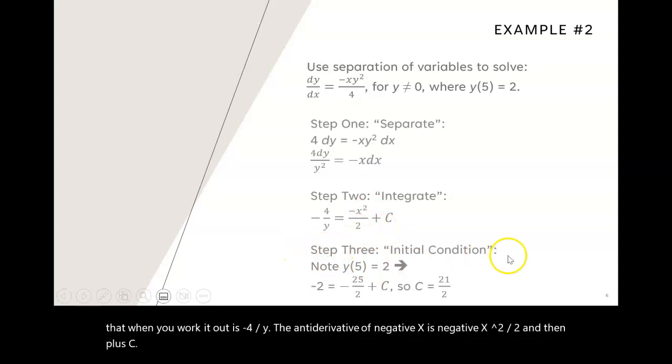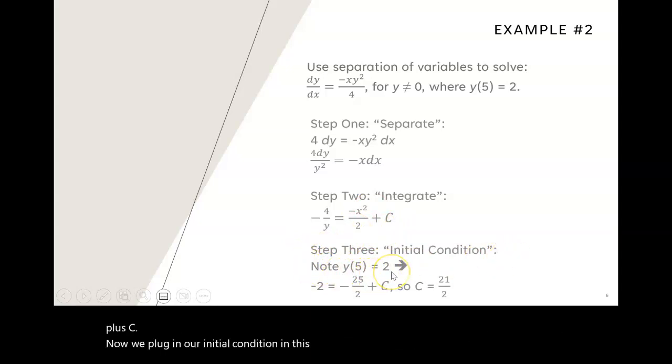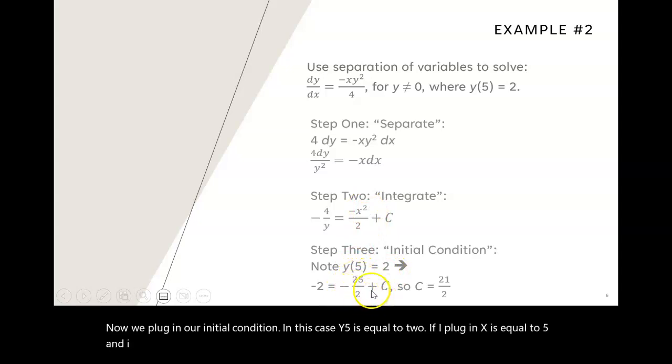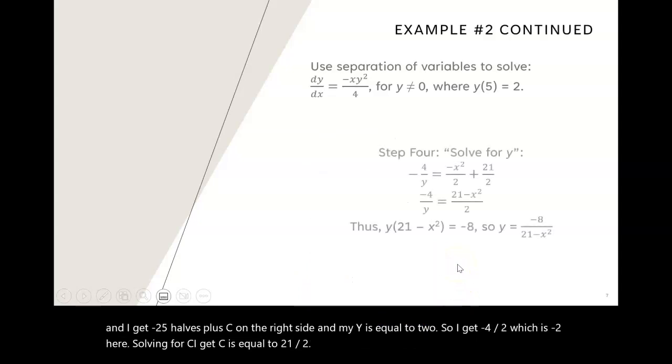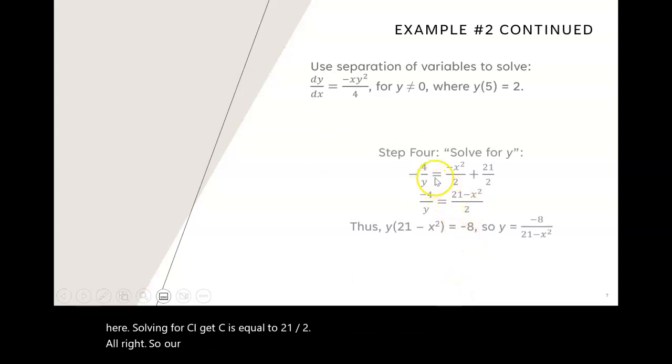Now we plug in our initial condition. In this case, y of 5 is equal to 2. So I plug in x is equal to 5, and I get negative 25 halves plus c on the right side. And my y is equal to 2, so I get negative 4 over 2, which is negative 2 here. Solving for c, I get c is equal to 21 over 2. All right, so our last step will be to solve for y.